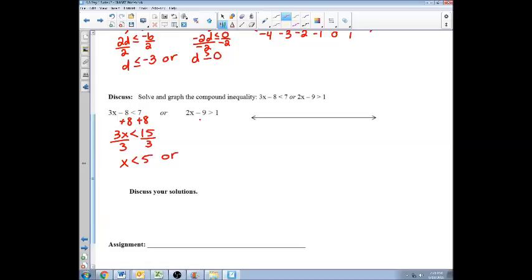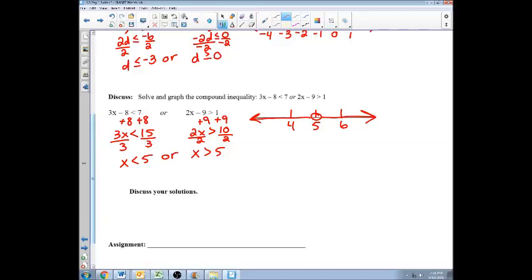Or add 9, 2x is greater than, this would be 10, divide by 2, x would be greater than 5. Okay? So now, both of my inequalities work at the spot 5, correct? They both have open circles at 5. I have one that is less than 5. I have one that's greater than 5. So what does this really tell me?